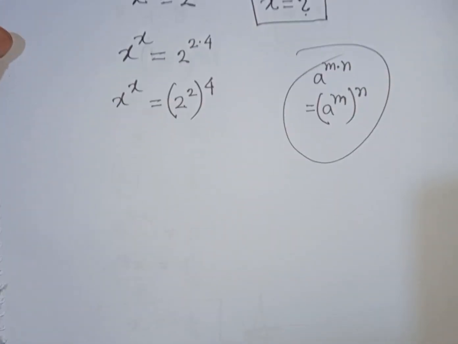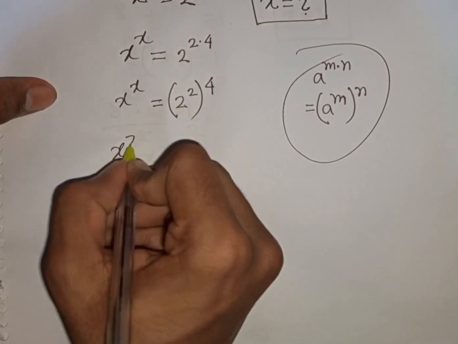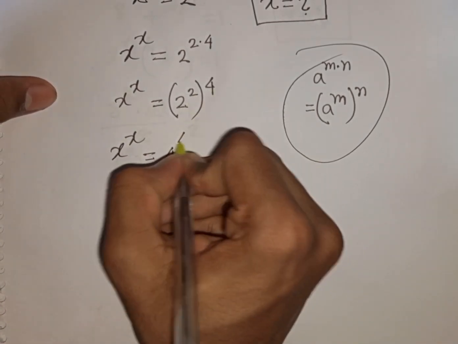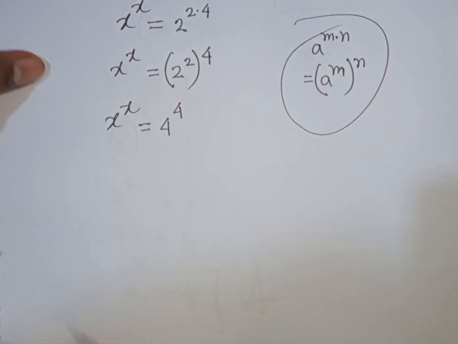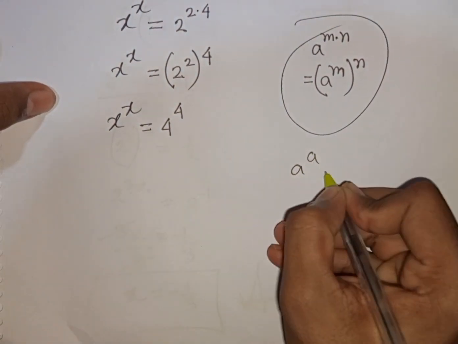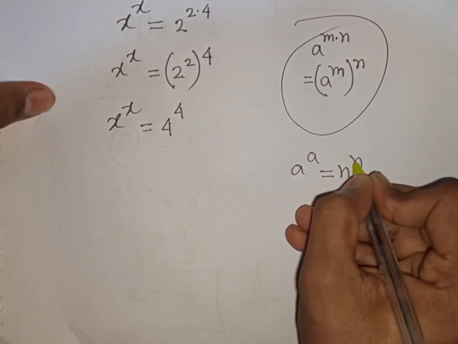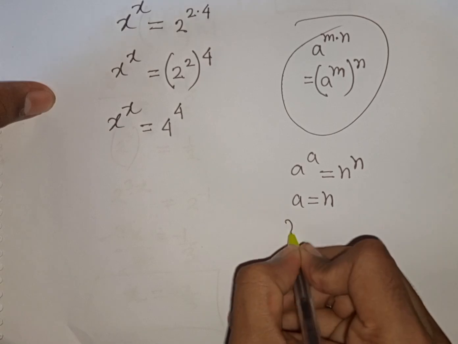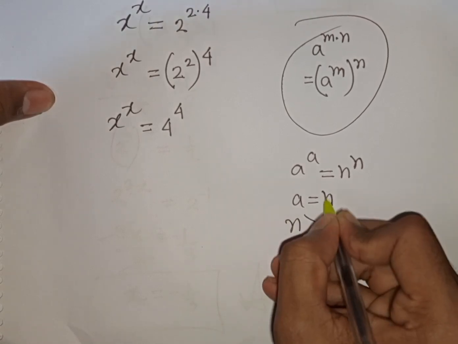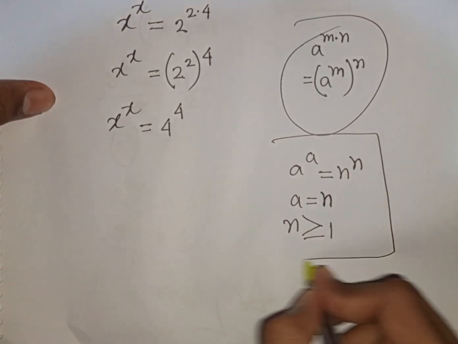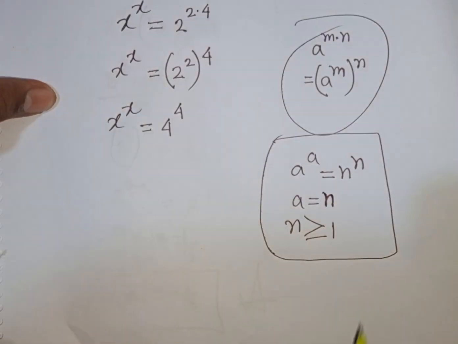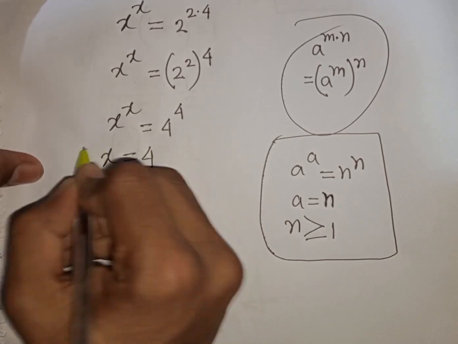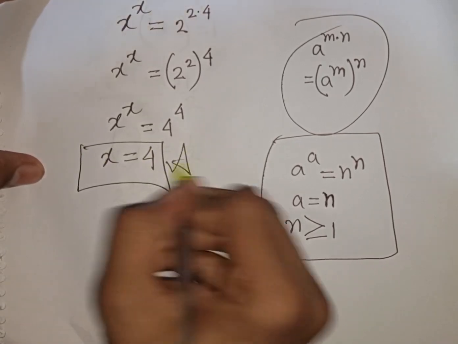Now we have x power x is equal to 2 power 2, which is the same as 4, then power of 4. Now here you can apply the rule that a power a is equal to n power n, so a will be equal to n, where n is greater than or equal to 1. So according to this rule, I can compare here. So x is equal to 4. So this is the value of x. So this is our final answer.